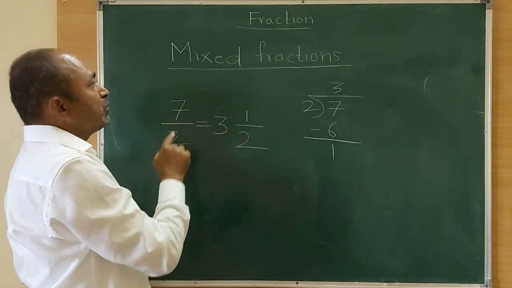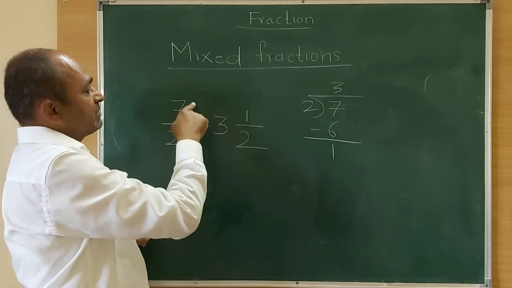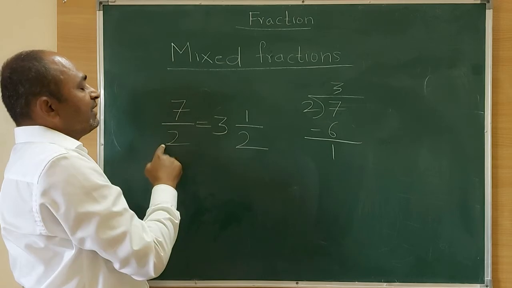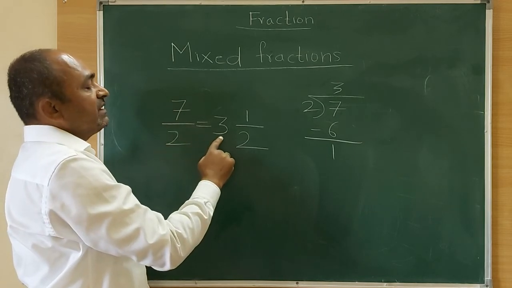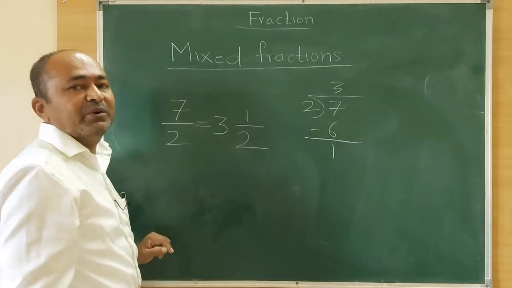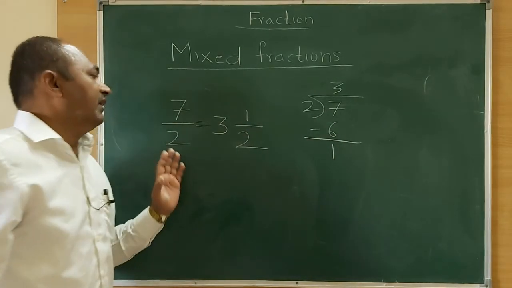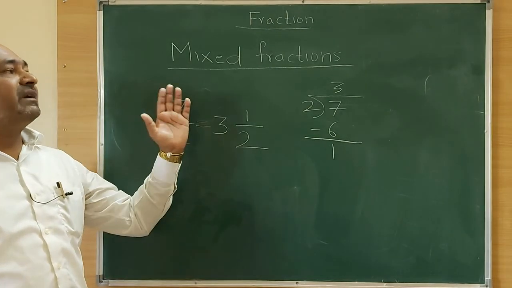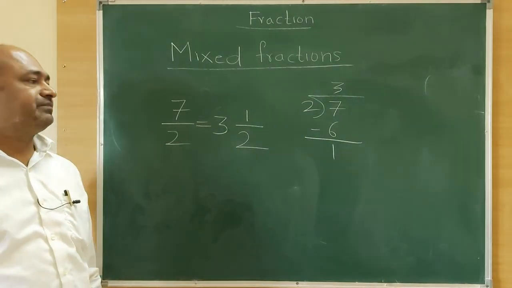So 7 upon 2, which is an improper fraction, how do we convert it into a mixed fraction? 7 upon 2 is equal to 3 and 1 upon 2. So in this way, an improper fraction can be converted into a mixed fraction.